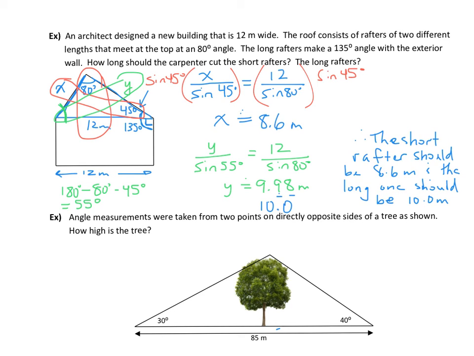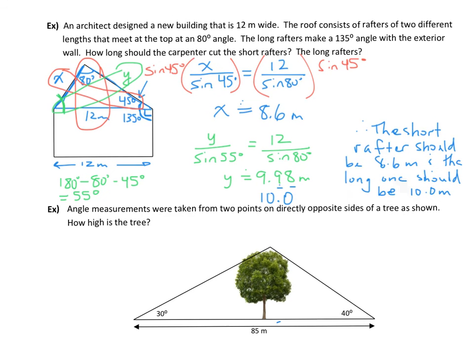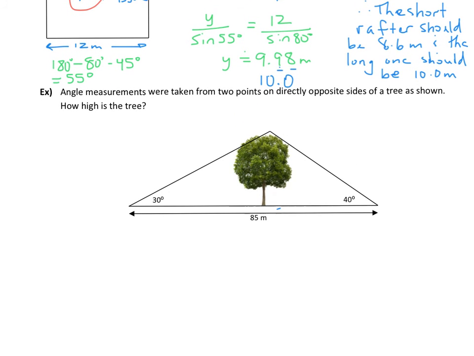All right, last example here. Angle measurements were taken from 2 points directly opposite sides of the tree as shown. How high is the tree? So we want to find this height in here, which would be a 90-degree angle to the ground. That gives us a couple right angle triangles. But if I look at my right angle triangles, I have angles in them, but I don't have any specific side lengths. And because these two angles are not equivalent, the 30 is not equivalent to 40, I can't just divide 85 in half. It's not going to come down exactly in the middle.